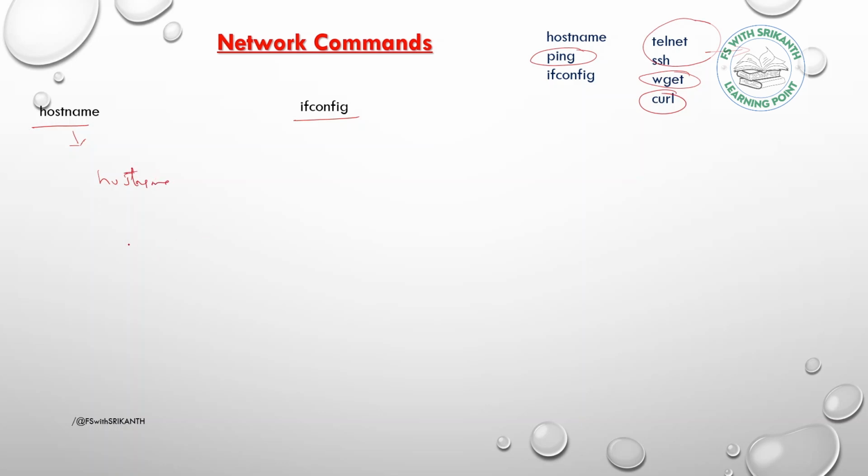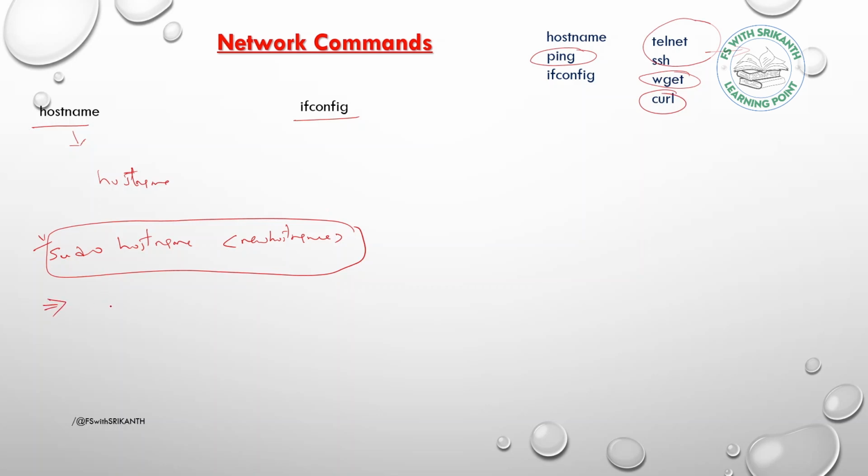If you want to change your host name, how can you do this? You definitely need sudo access: sudo hostname and the new host name. You provide what you require. But it is temporary, not permanent. If you are going to set a permanent host name, then go with sudo nano /etc/hostname. Replace the host name with a new name and save it.